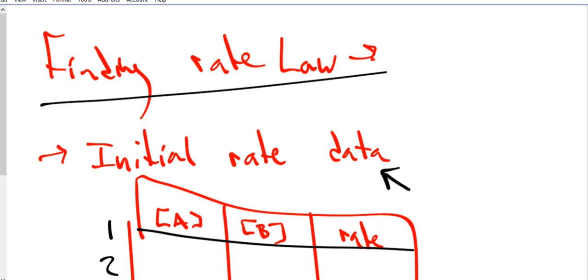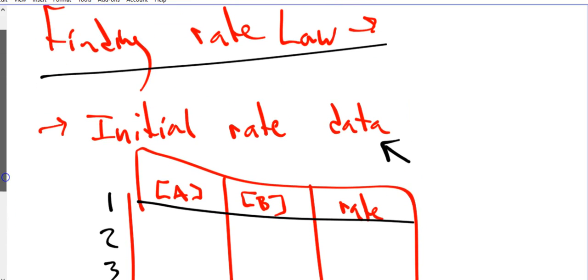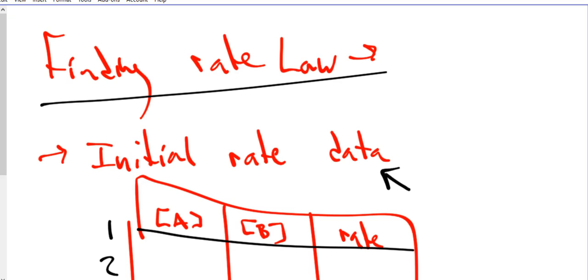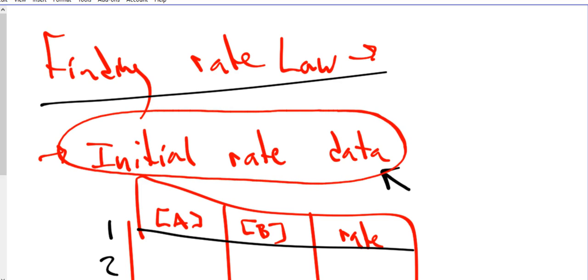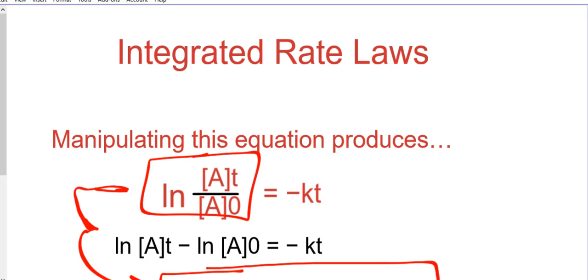All right. So this is how we find the rate law using initial rate data. That's what we've been doing. If the problem says using initial rates, determine the rate law for, that's what we have been doing. This is different. This will be the integrated rate laws, and it will use a completely different thing.